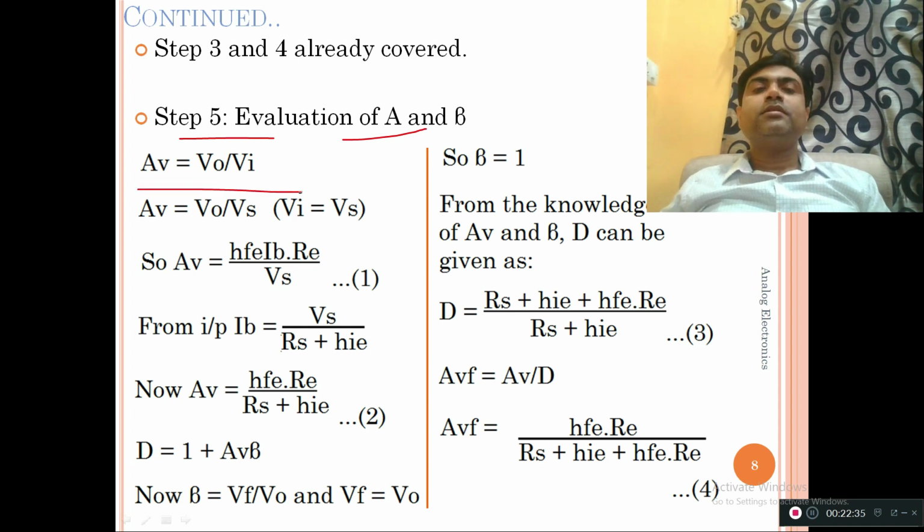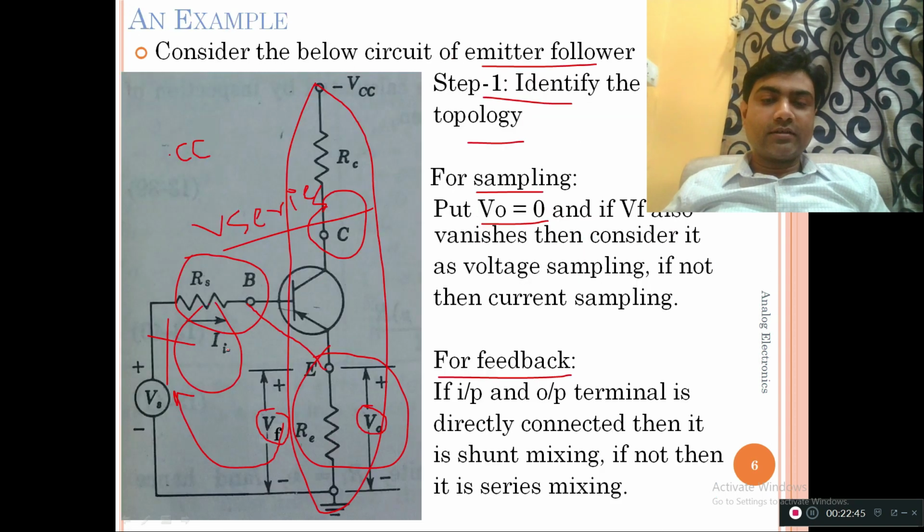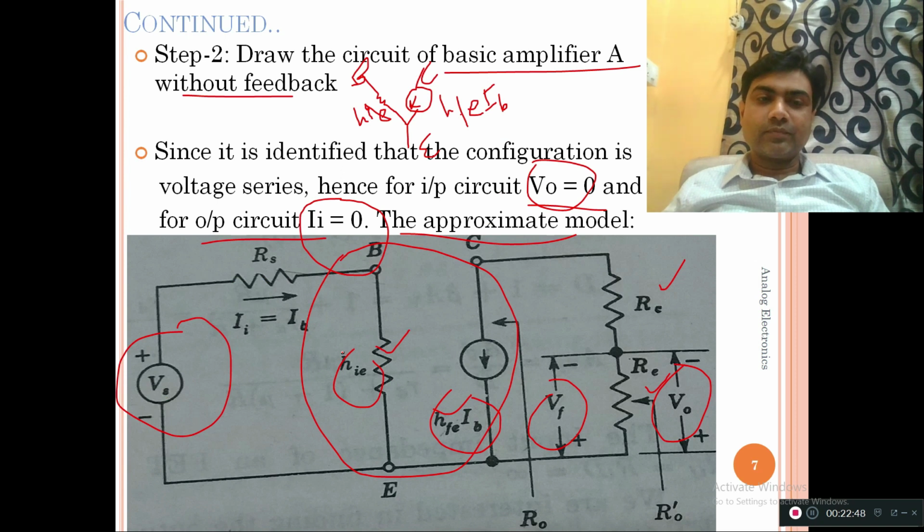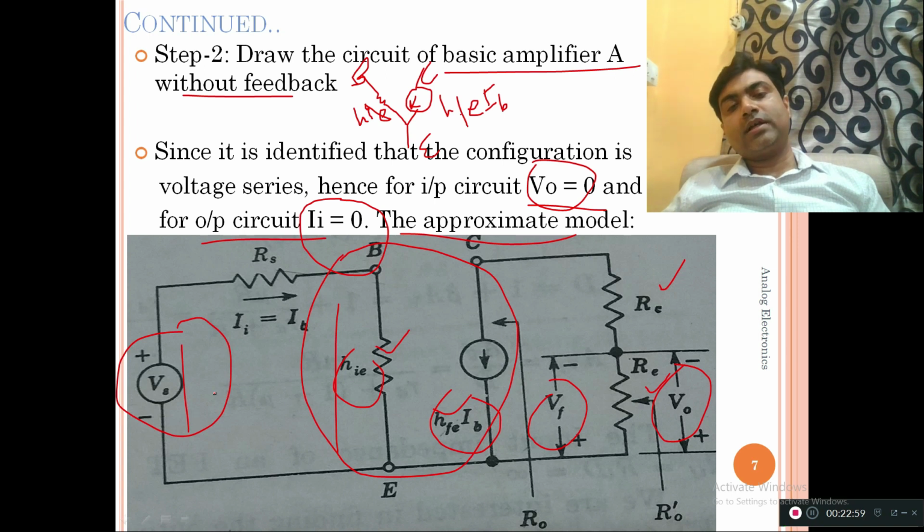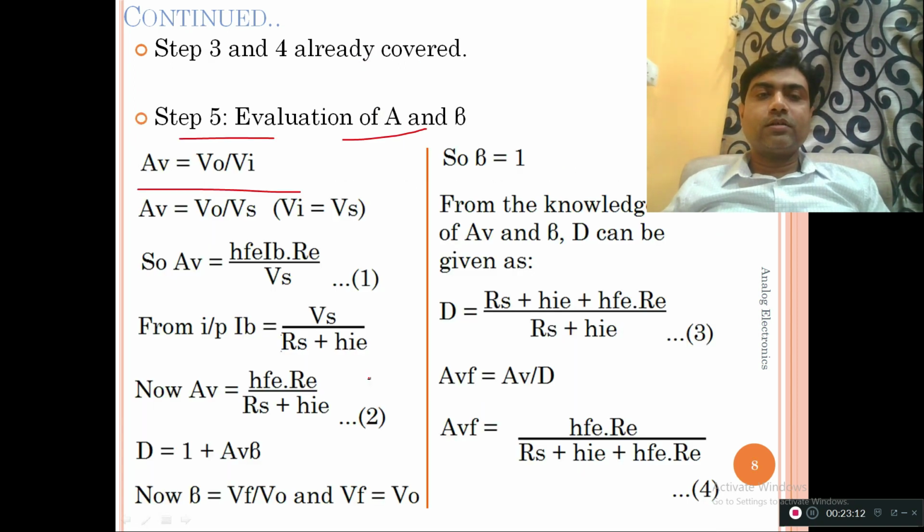What is A? Since it is the voltage series configuration, the A without feedback, that is the AV, can be determined as V0 upon VI, and we can see from the diagram that VI is nothing but VS. Since RS is also part of the amplifier, whatever VI appears across the input is going to be equal to VS, and we have already seen that RS is going to be less than the input impedance. Here the input impedance is HIE. So whatever input we are interested to calculate has to appear across the HIE. So VS is equal to VI.